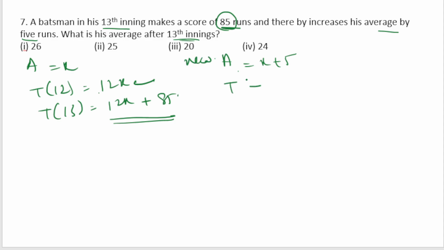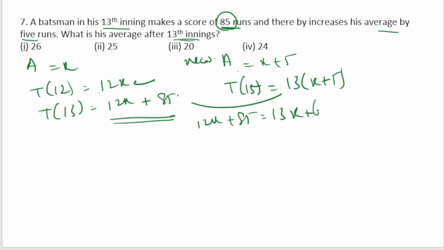So what is the total here? The total of 13 innings is 13 into X plus 5. So we will equate these two. We will get 12X plus 85 is equal to 13X plus 65. So here X is equal to 20. Here X is the initial average till the 12th innings. We have to find the average after the 13th innings. See, this is the new average, X plus 5. It is 25. 25 is the new average.